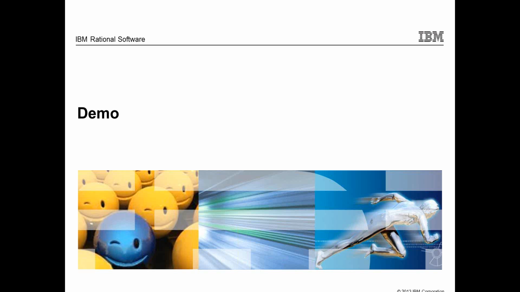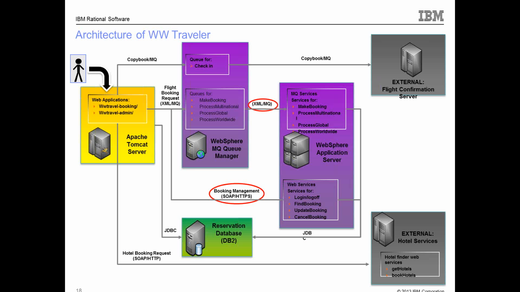So having introduced the concept of application virtualization, I'm going to move into a quick demo of a near real world system, and I'll quickly talk about the architecture of this system. So the system is basically a worldwide traveler system where you can go in and book tickets, book flights, book hotels, book cars.